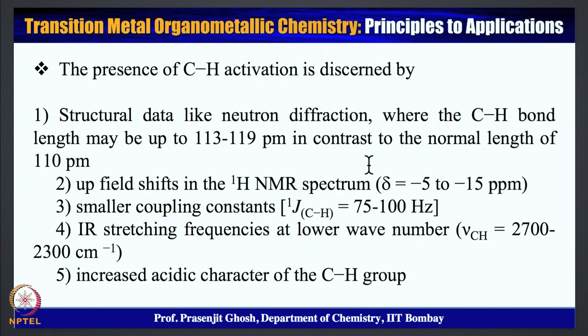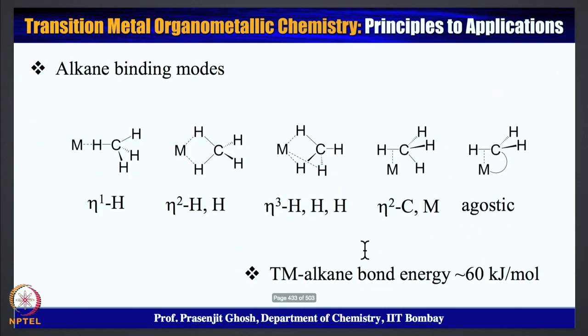Now, the presence of CH activation is characterized by structural data as well as NMR data. Based on the carbon chemical shifts, one can discern the extent of CH activation. Infrared values give a useful tool for looking at CH activations, as does the increased acidic nature of the CH group. So, proton and carbon NMR are important criteria for understanding the presence of CH activation.